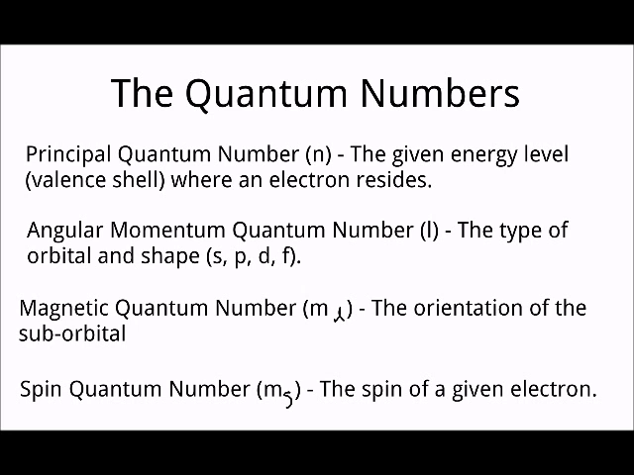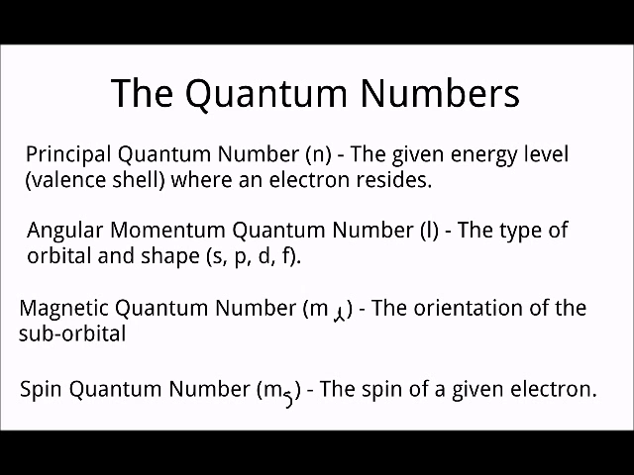So next is the angular momentum quantum number. And this is going to designate the actual orbital that we're looking at. And it's designated with a lowercase l when we represent it. So l is going to describe the type and the shape of the orbital that the electron resides in. So for instance, we can have an s shell, a p shell, a d shell, or an f shell. And the value of l is going to tell us which one of those shells we would be in.